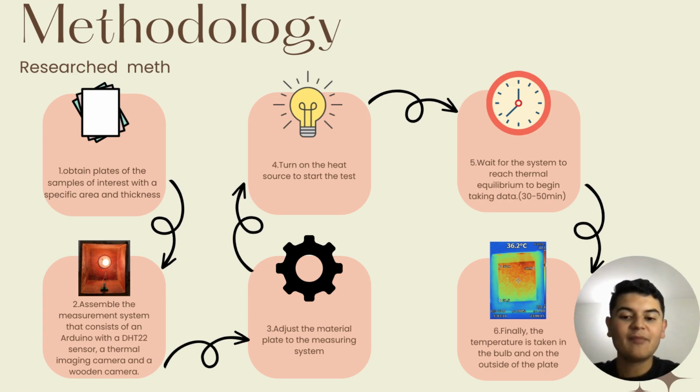The fourth step is to turn on the heat source to start the test. In the paper, they use a light bulb, a conventional light bulb with a power between 60 and 75 watts. So in the paper, that was their heat source. The fifth step is to wait for the system to reach the thermal equilibrium to begin taking the data.